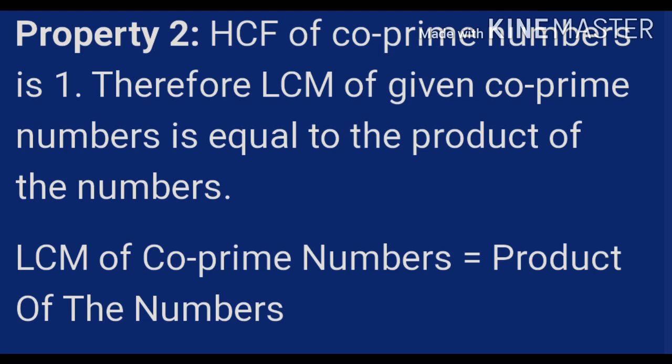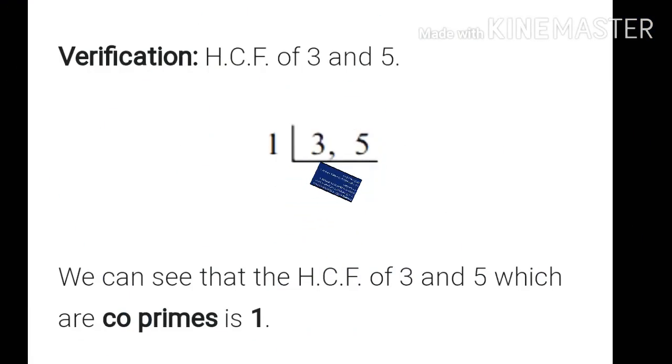The next property, property 2, is that the HCF of co-prime numbers is always 1. For example, take two co-prime numbers, let us say 3 and 5. So the HCF of 3 and 5, since they don't have any common factors, is 1. Hence, the LCM of co-prime numbers is equal to the product of the numbers.